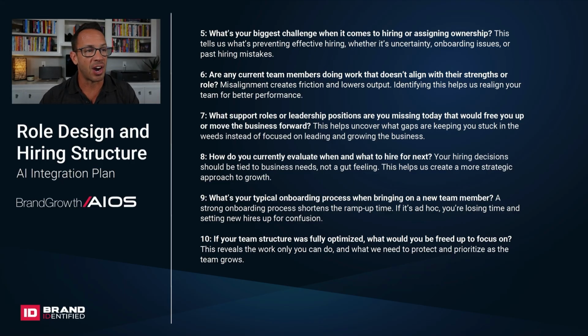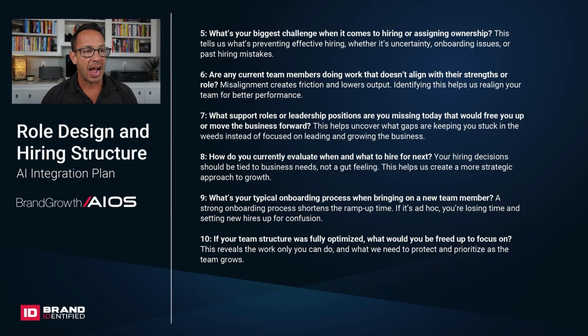Question number 6, are any current team members doing work that doesn't align with their strengths or their role? Misalignment creates friction and lowers the output. Identifying this helps us realign your team for better performance. Question number 7, what support roles or leadership positions are you missing today that would free you up or move the business forward? This helps us uncover the gaps that are keeping you stuck in the weeds instead of focusing on leading and growing your business.